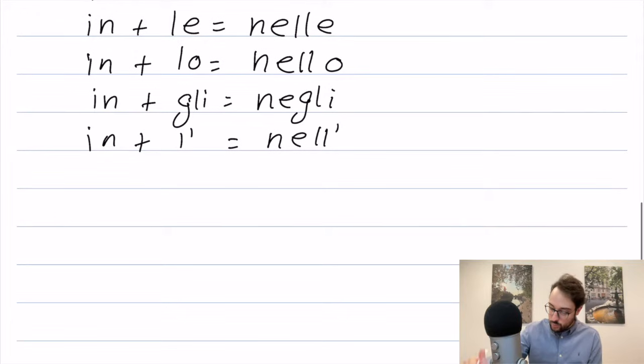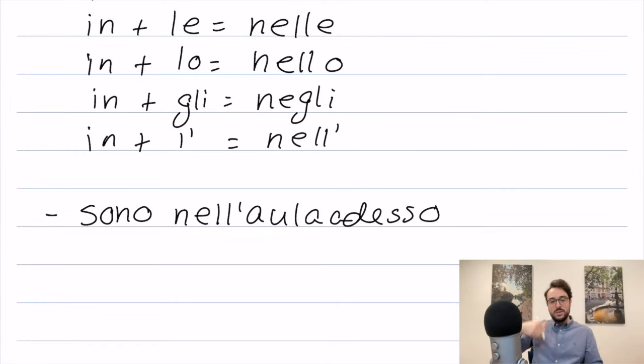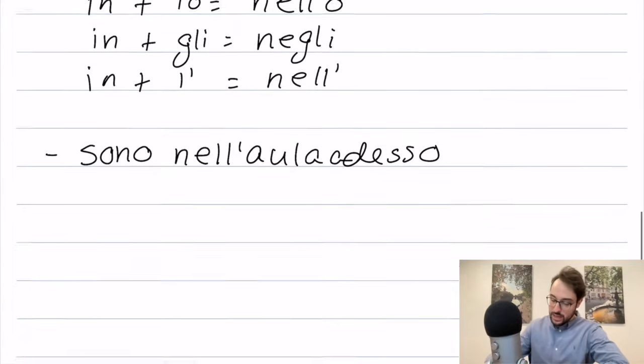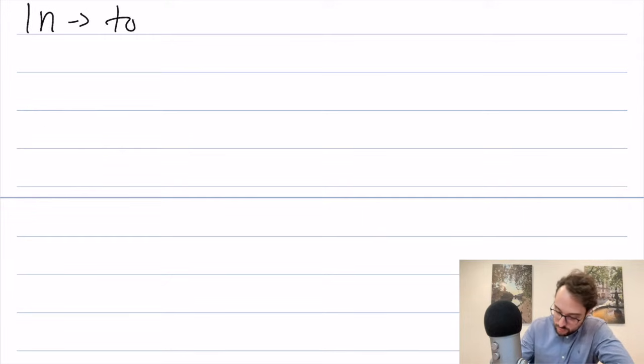So if you wanted to tell someone I am in the classroom, like a specific classroom, sono nell'aula adesso. I'm in this specific classroom at this time. Cool. Very nice. Now, in is also used for saying to when you're going to a country. So in can mean to for countries.